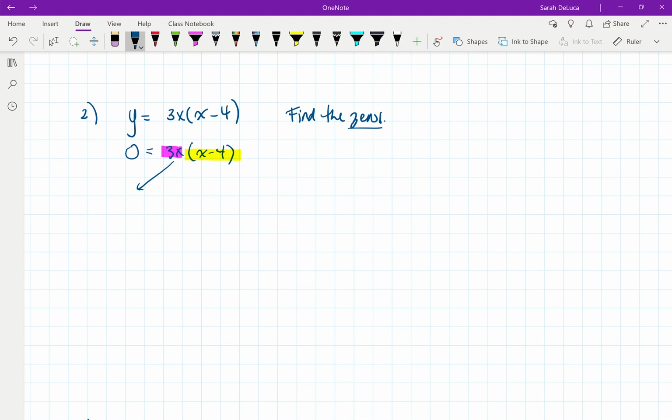So I'm going to find where 3x is equal to 0, dividing both sides by 3. 0 divided by 3 is 0, so there's one x-intercept. And then x minus 4 is equal to 0 at 4, and x equals 4 is the other x-intercept.